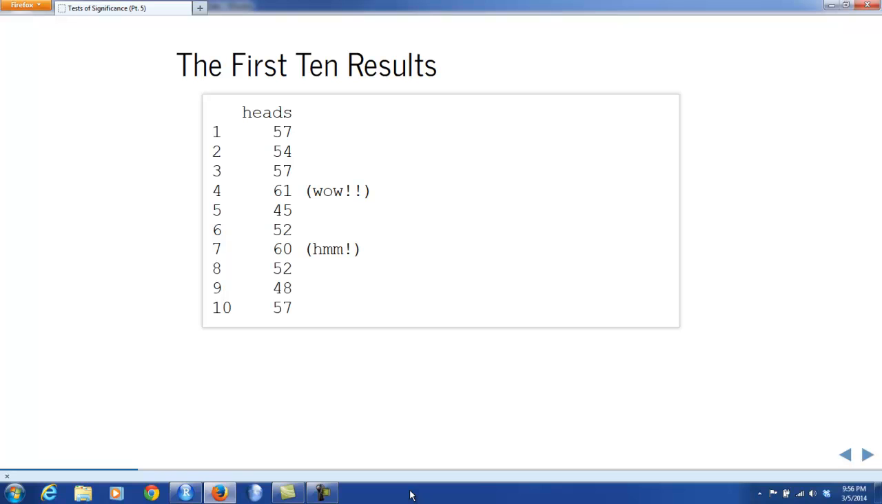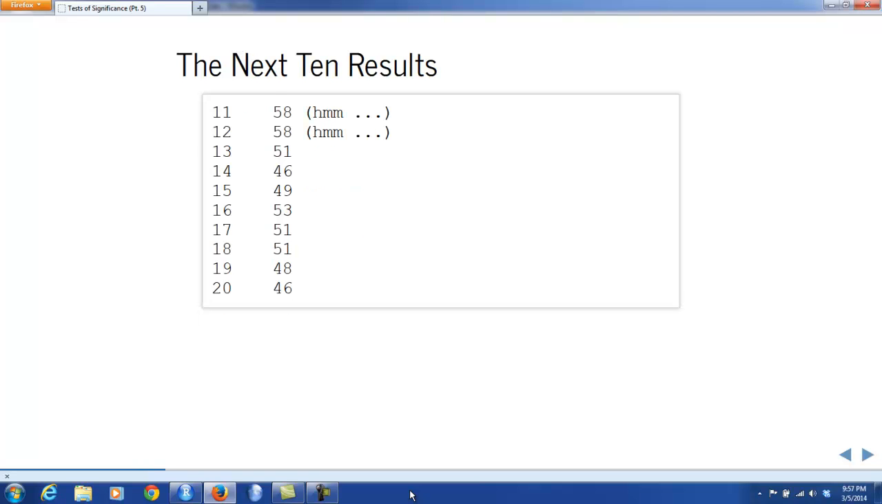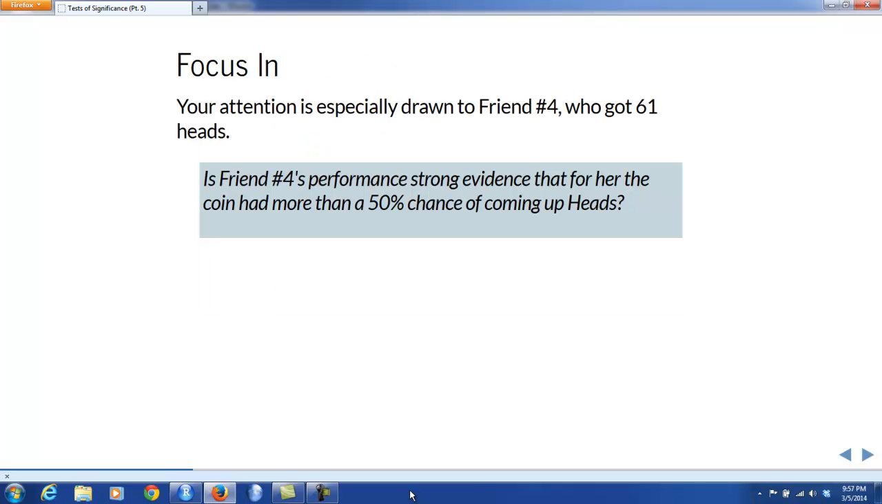Let's say these are your first 10 results from your first 10 friends. Many of the results are quite near the expected number of heads, 50, if it's just a fair coin being flipped and the person has no ability to influence the outcome. There's a couple of people who got a lot of heads. And in your next 10 results, there's a couple of people who also got a goodly number of heads. But your attention is especially drawn to friend number 4 back there, the one who got 61 heads.